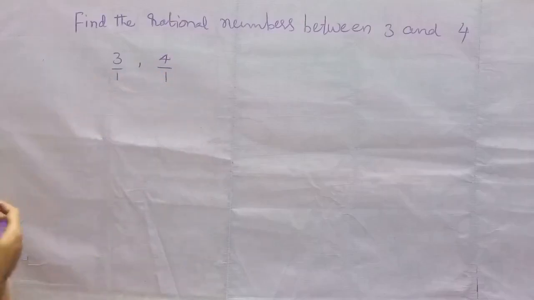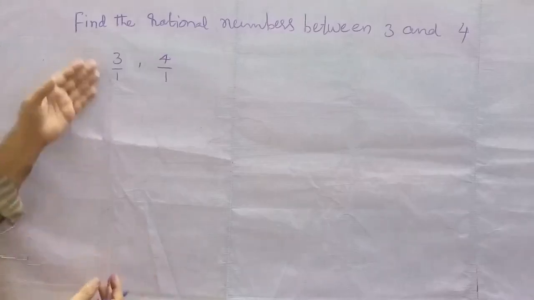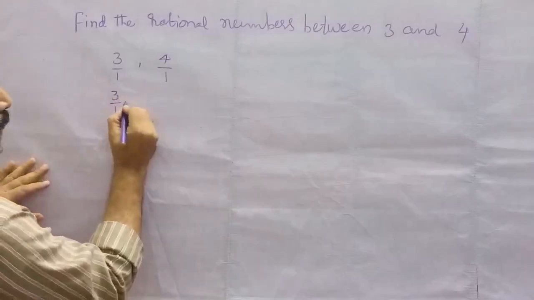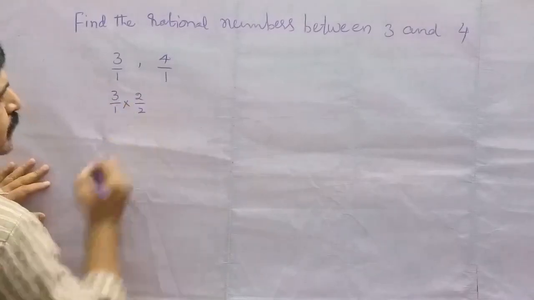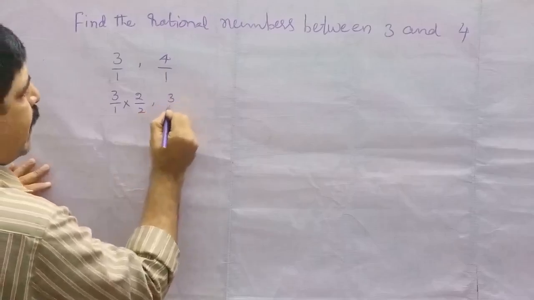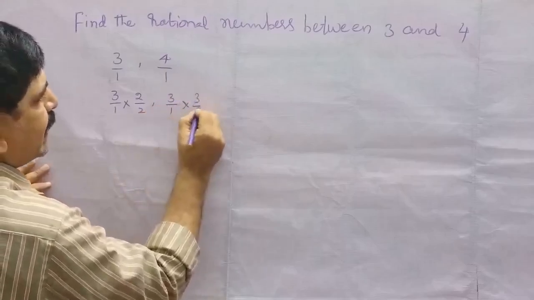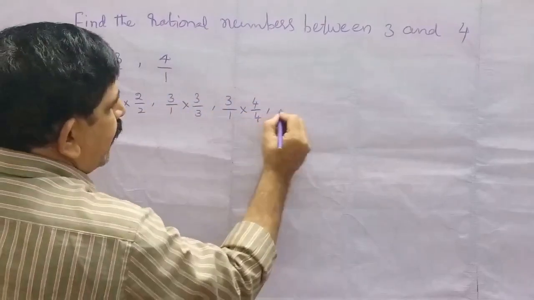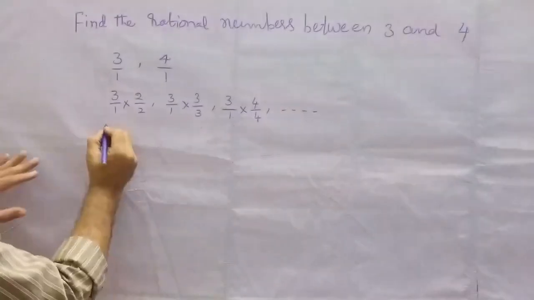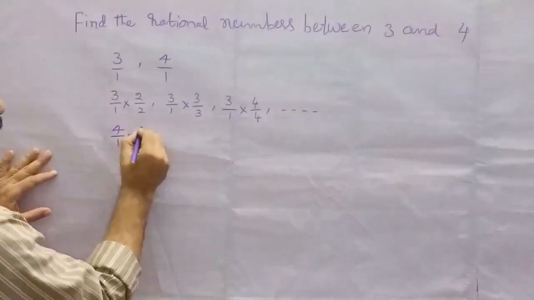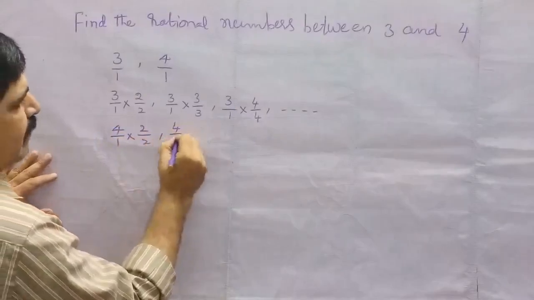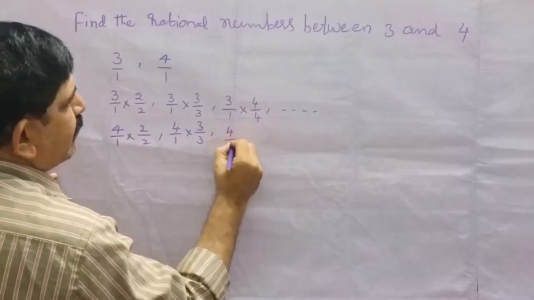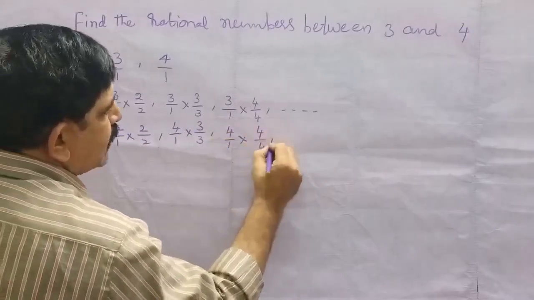Now you multiply and divide these two fractions with any number. Suppose 3 by 1 into 2 by 2. Next one, 3 by 1 into 3 by 3. Next one, 3 by 1 into 4 by 4, and so on. Next one, 4 by 1 into 2 by 2, 4 by 1 into 3 by 3, 4 by 1 into 4 by 4, and so on.